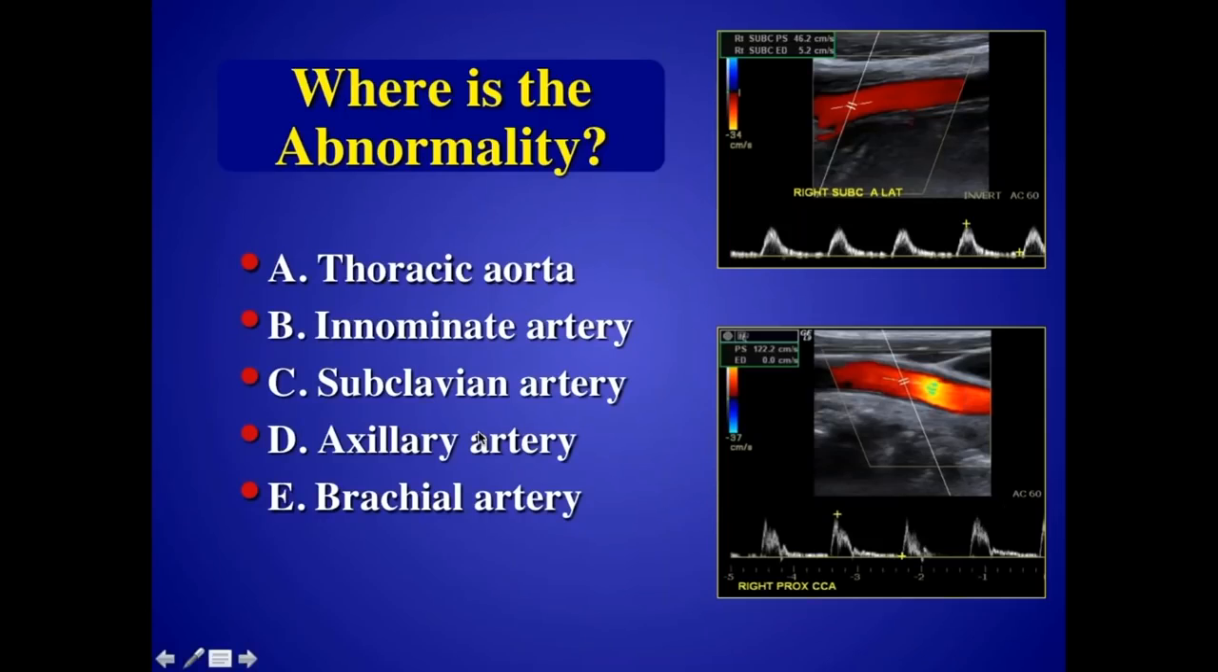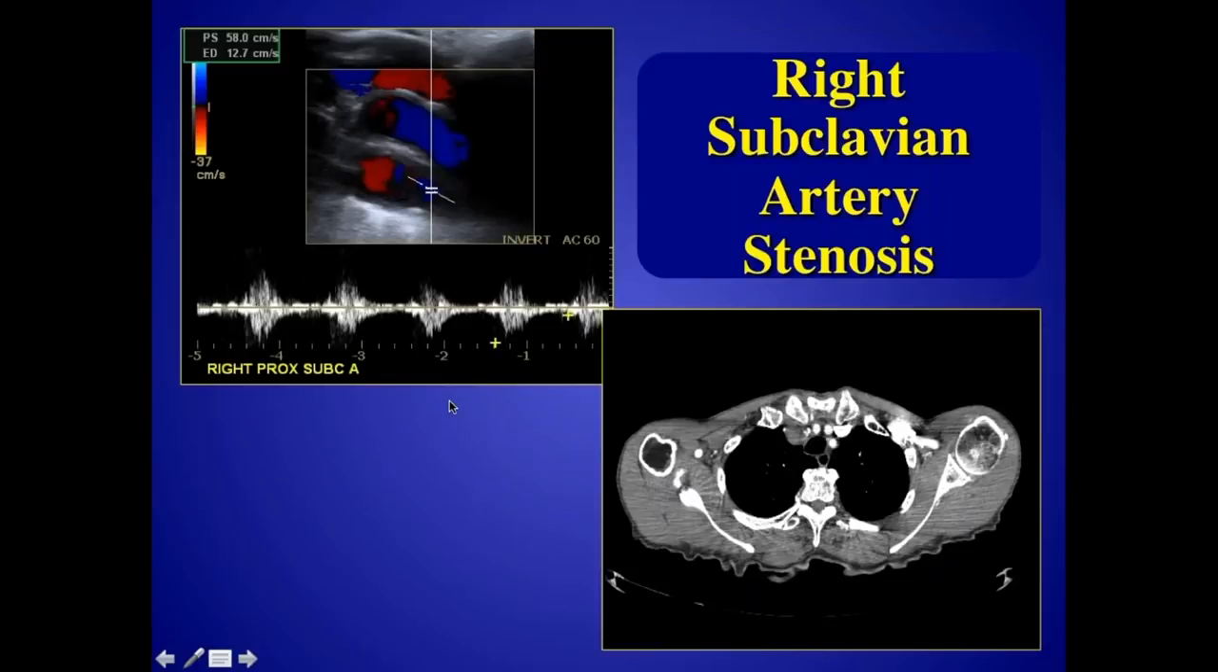So if we had to choose where we think the abnormality is, we can narrow it down from these two waveforms. We've ruled out the thoracic aorta because the proximal common carotid artery waveform is normal. We've ruled out the innominate artery for the same reason. It would affect the common carotid. We know it should be somewhere in the subclavian because it's affecting the subclavian. The axillary artery and brachial are distal to the lesion, so the correct answer would be C.